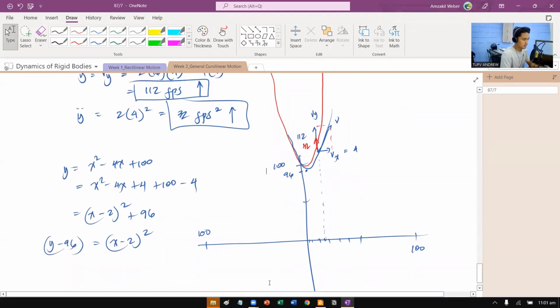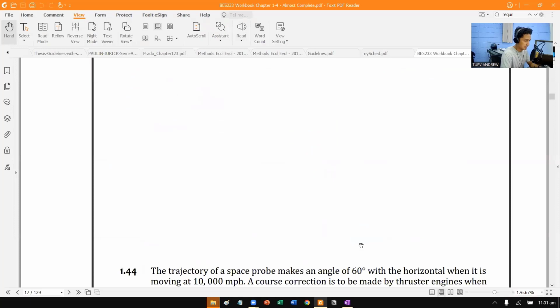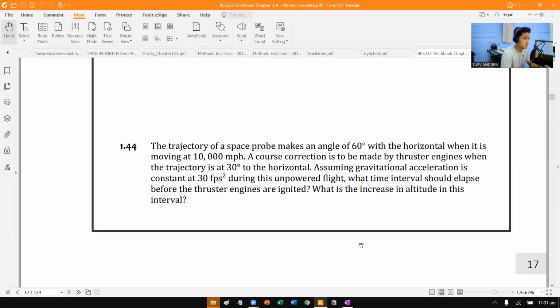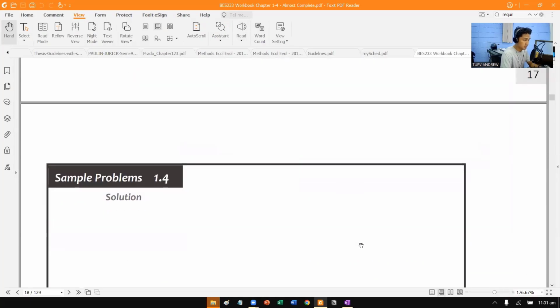Okay, so if you have questions now, please ask in the chat box. I'll just finish our sample problems. This is an example of projectile motion.